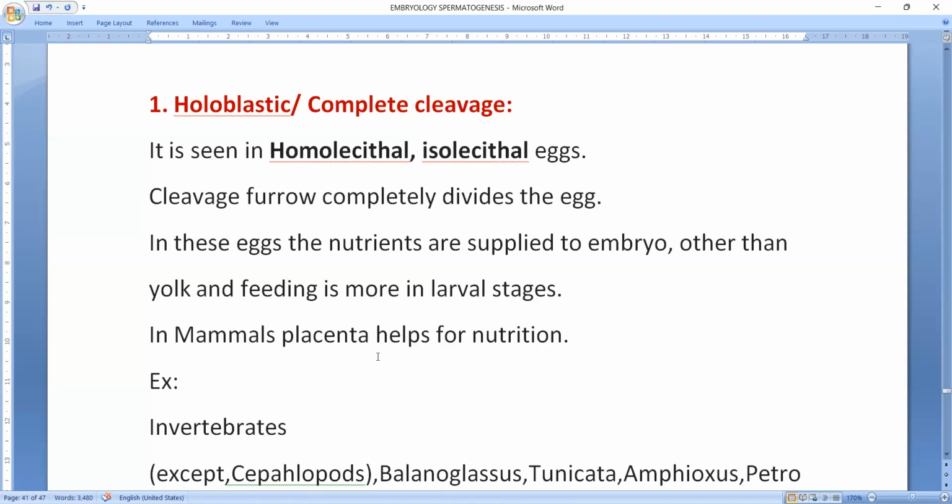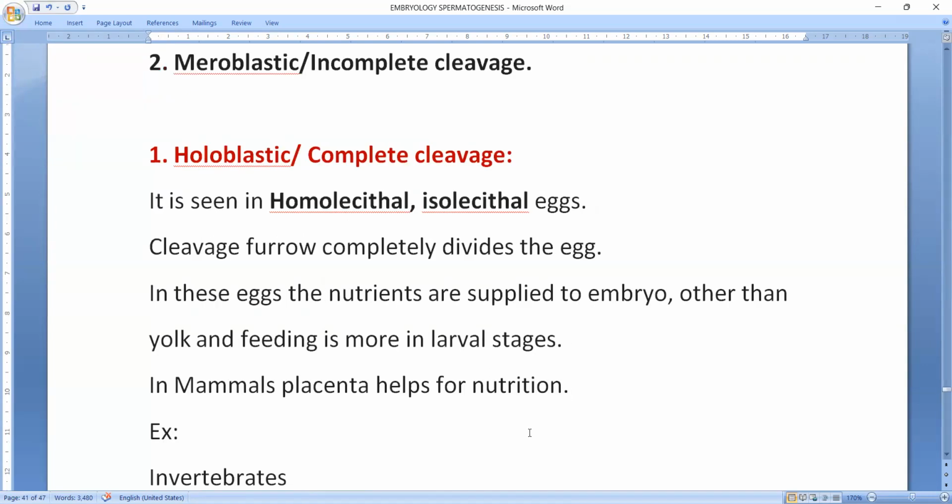And in mammals, the placenta helps with nutrition. In mammalia, there is no need for yolk because the placenta collects nutrients from the mother's blood and provides them to the developing embryo. Whereas in other lower animals, the embryo is formed very small, and immediately after formation of the larva, the larva eats a lot, because yolk is not there for nutrition.